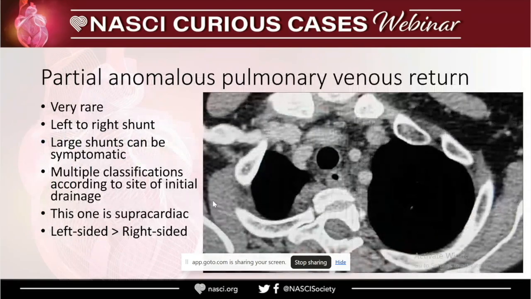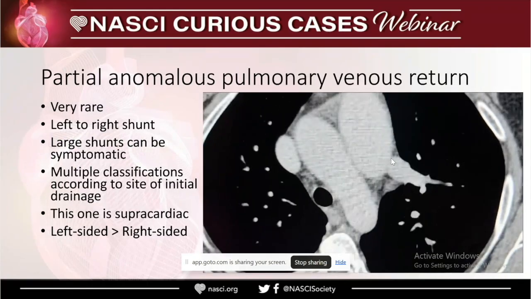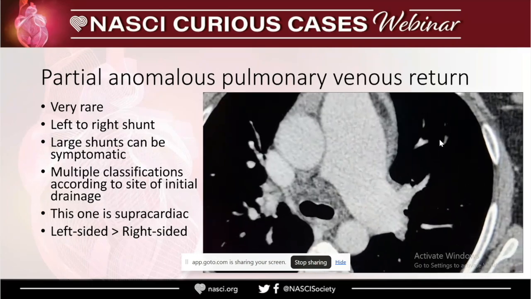And here I'm showing you an actual scan. So you see that it goes right into the lung, okay? And it goes right here. So partial anomalous pulmonary venous return is quite rare, and it usually creates a left to right shunt, because what happens is that it's actually a pulmonary vein that usually goes to the left brachiocephalic vein, and via that connection it goes back to the right atrium. So basically we have oxygenated blood going back to the right atrium instead of the left atrium. So it's a left to right shunt.